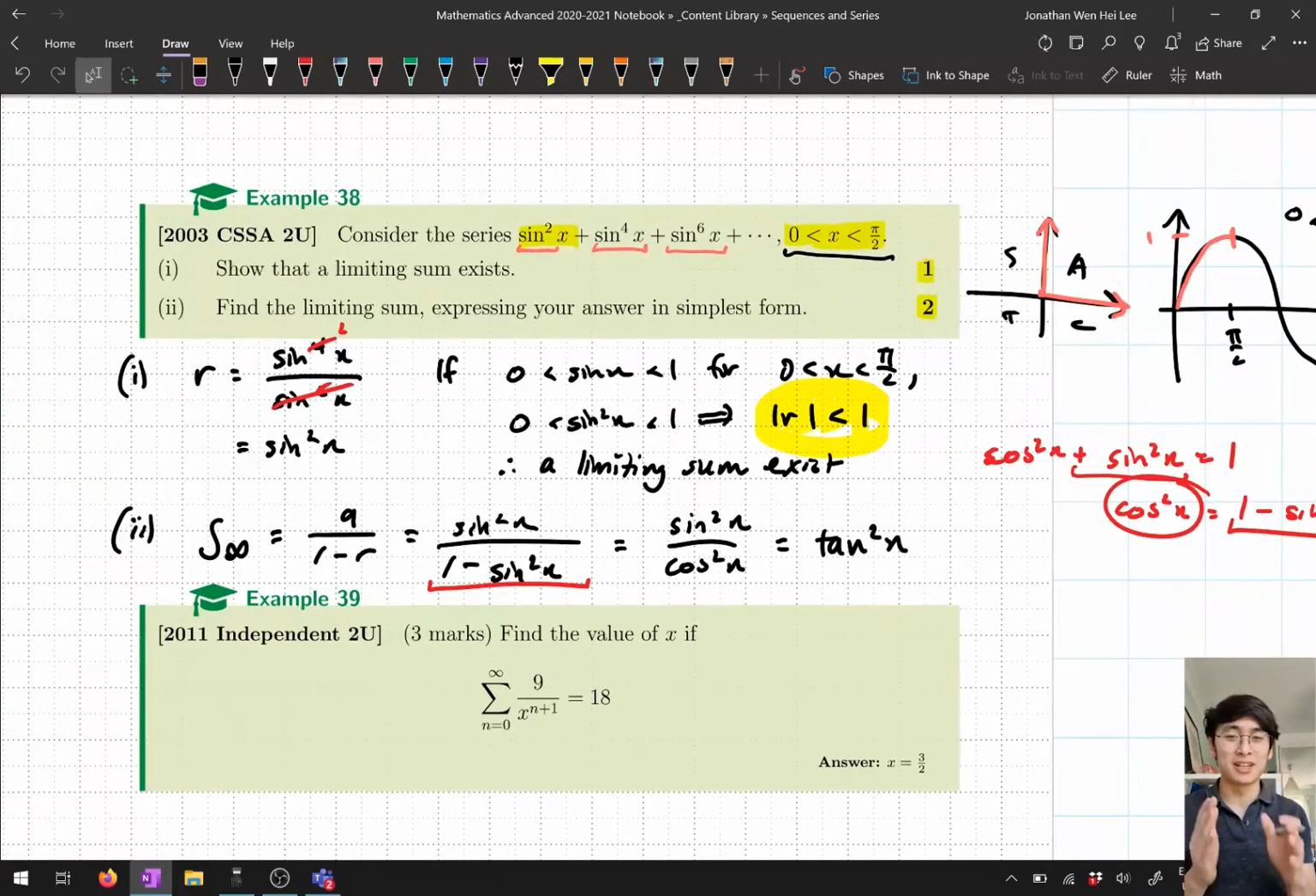So once again, limiting sum, absolute value of our common ratio is less than 1. And here, what we actually needed to do was apply a bit of our knowledge from trig to help me simplify this. Okay, and the last one is actually us working backwards.